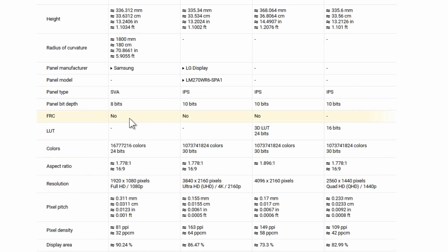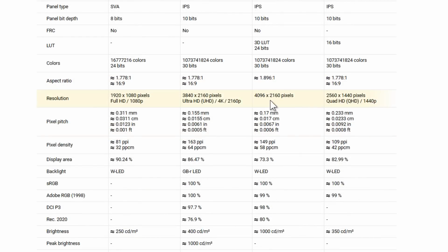None of these are FRC, and some of them have what's known as a LUT, or a lookup table. The LUTs are an internal process that the monitor uses to increase the quality of the image that you're viewing on the monitor. It doesn't change the image itself.